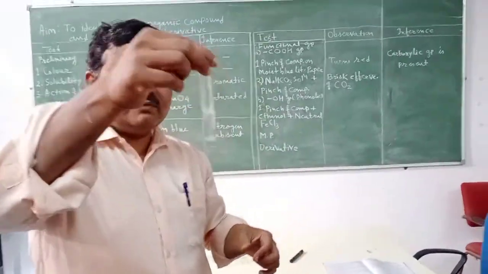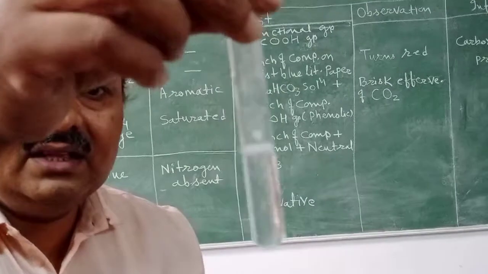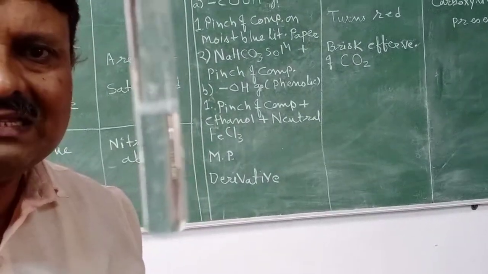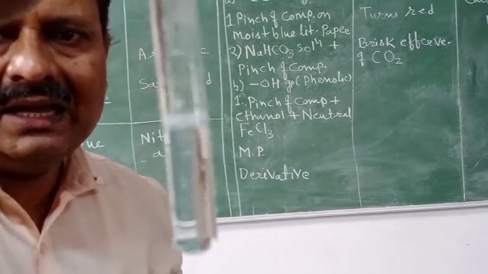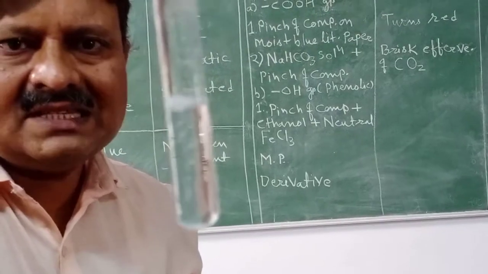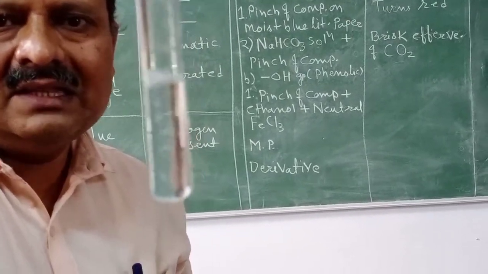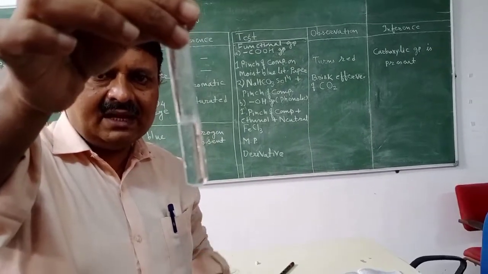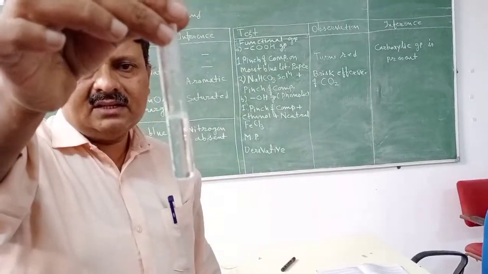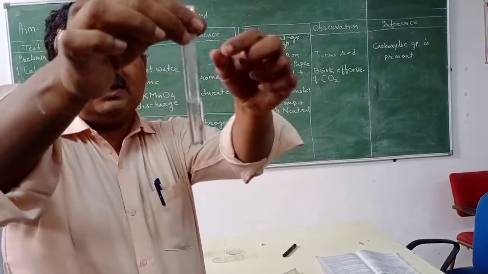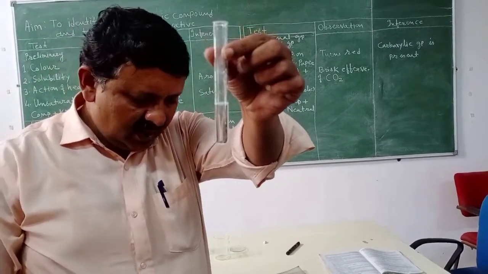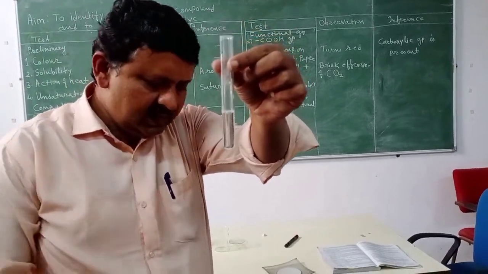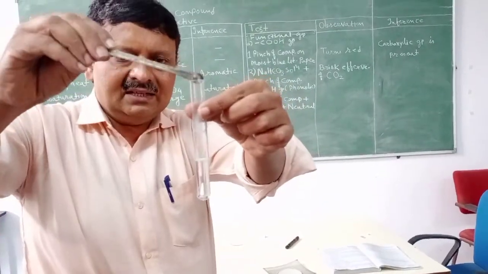What is our observation? You will find brisk effervescence of carbon dioxide. This confirms the two tests, that is, one is the litmus test and second is this bicarbonate test. These two tests show that the functional group present in this organic compound is the carboxylic acid.